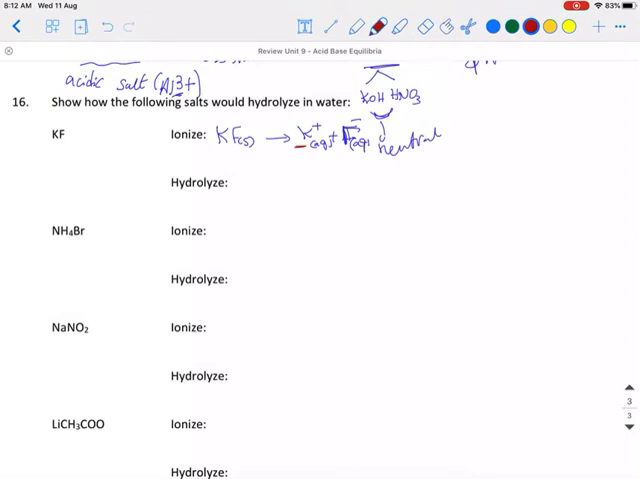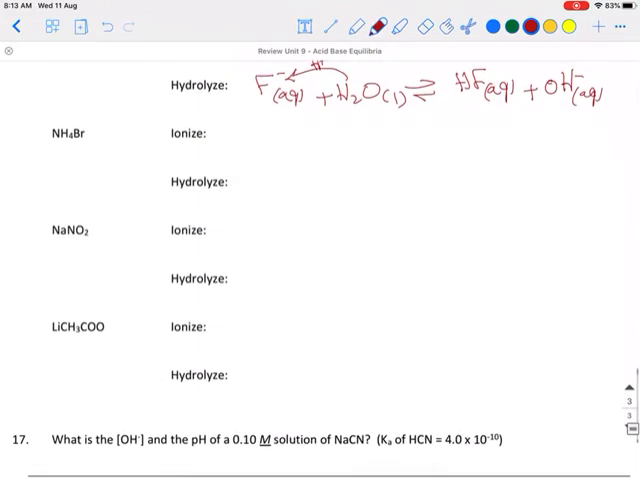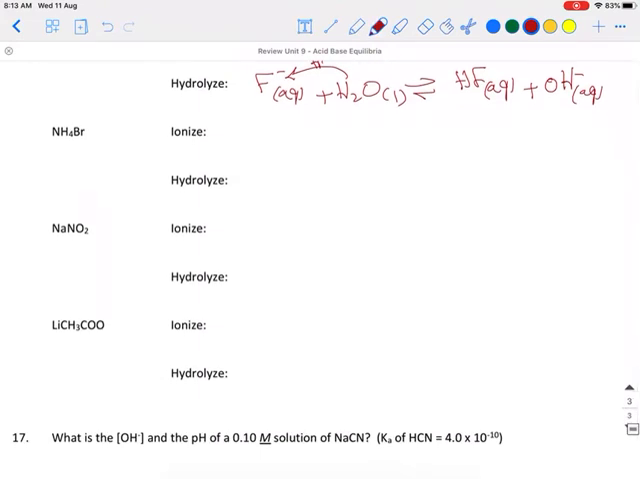Why? Because K plus comes from KOH, which is a strong base. Its ion has no affinity to water. While F minus comes from the weak acid HF. Its ion has affinity to water. So F minus only has affinity to water. If I put it in water, according to Bronsted-Lowry, H plus will be captured by F minus, giving me HF plus the remaining OH minus.